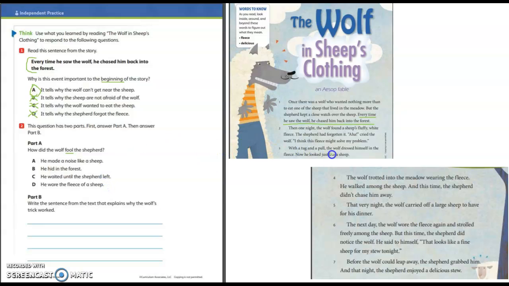I go back to the text. I see the wolf trotted into the meadow wearing the fleece. He walked among the sheep, and this time the shepherd didn't chase him away. So paragraph 4 is telling me about him tricking or fooling the shepherd. And I see he does that by wearing the fleece. So A, he made a noise like a sheep. That never happened. He hid in the forest. I don't see anything about him hiding in the forest as I go back into the text.